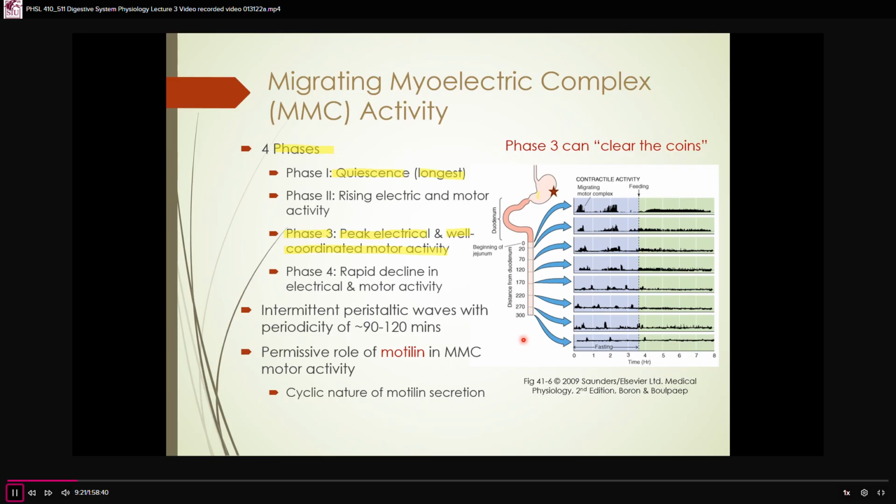Now I said the nervous system, the ENS reflex arcs, are coordinating all this neural activity, but this is a pattern of motor activity that is very largely dependent upon the permissive effects of a hormone called motilin. So motilin comes from a population of epithelial cells down in the small intestine called Mo cells, and they secrete this hormone with a cyclic nature. So its levels ebb and flow.